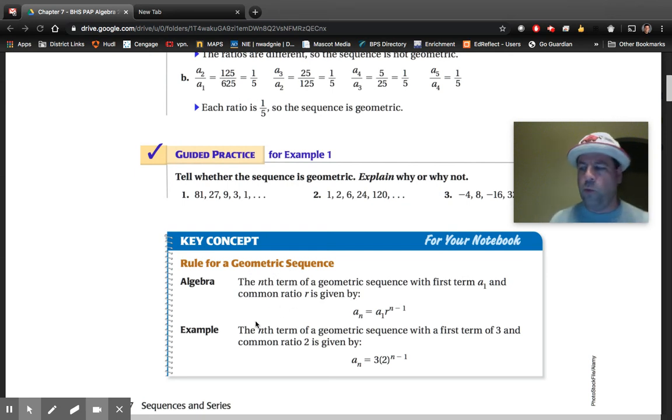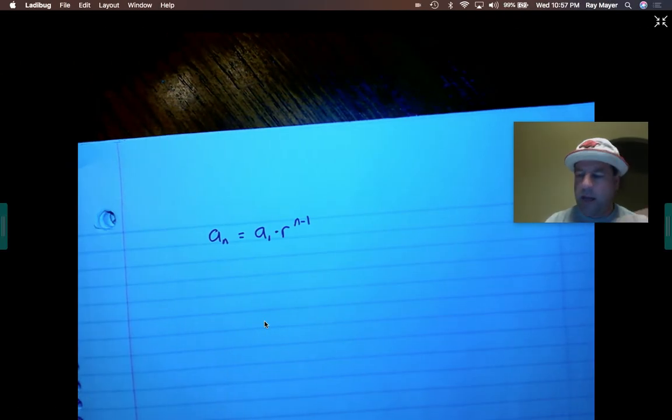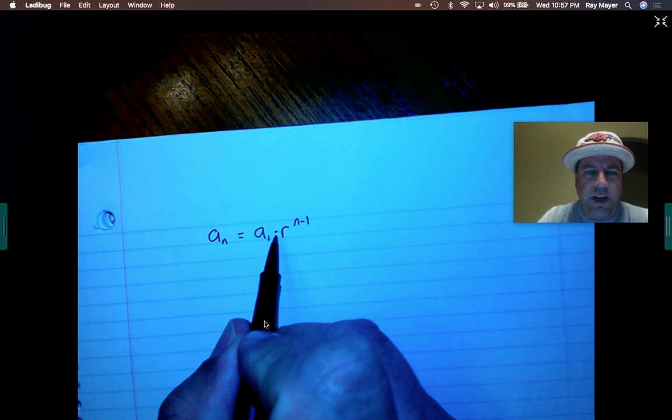Rule for a geometric series. There's 2 rules we're going to use. One's going to be a rule, and then one's going to be the summation. Same type of deal. So the nth term of a geometric sequence is a sub n equals a sub 1 times r to the n minus 1. And let me flip that over right here. I like to put a times sign right there, or a little dot right there.